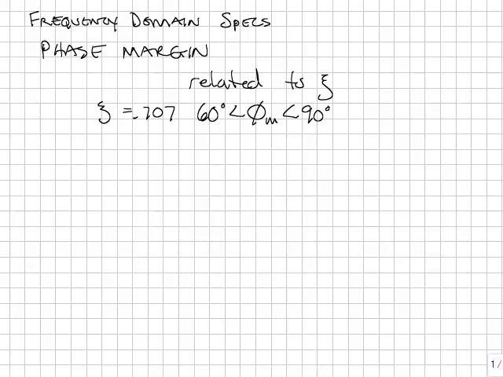The phase margin is related to damping ratio. A phase margin of somewhere between 60 and 90 degrees gives you a damping ratio of about 0.707. A phase margin of about 20 degrees gives you a damping ratio somewhere around 0.1. There's not a direct one-to-one correspondence, but the smaller the phase margin, the smaller the damping ratio. And once you get past a phase margin around 90 degrees, then you're looking at damping ratios of 0.8 to 1.